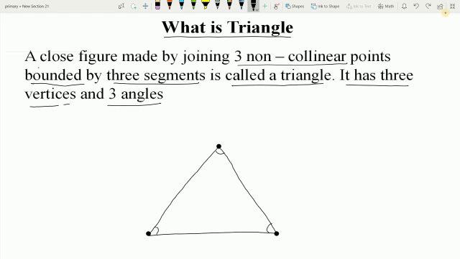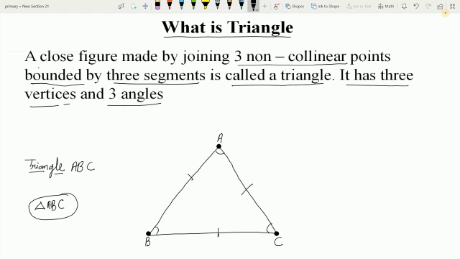Now we can write any name of this triangle, जैसे कि A, B and C. और इसमें कितने sides हैं? It has three sides. Means we can write triangle A, B, C. Students, instead of writing triangle, we can denote triangle by using this symbol. एक small triangle बना के हम triangle को denote कर सकते हैं. So here we can write triangle ABC in this way.